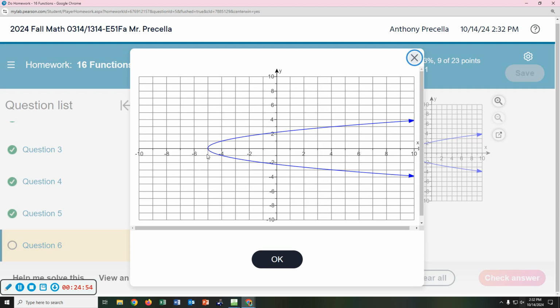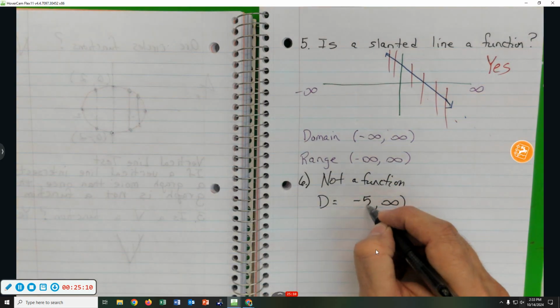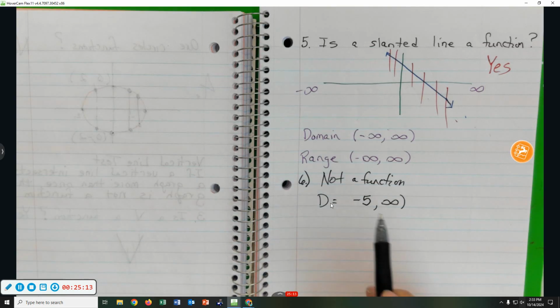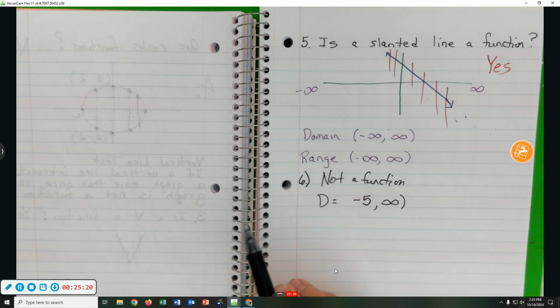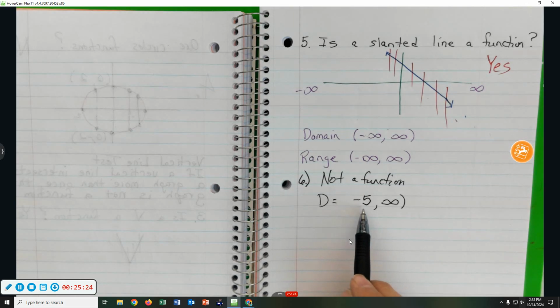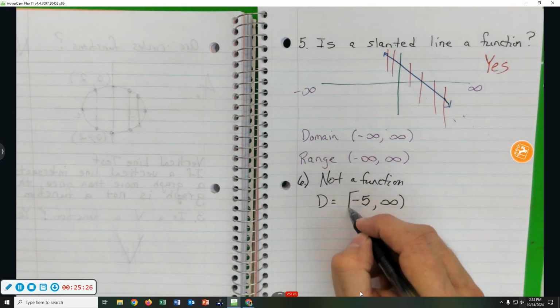Negative 5. And is negative 5 used as a point? I think I'm pointing at it right there. It's on the x-axis. Negative 5 is used as an x-coordinate. So, if you're writing your interval notation and you have a negative 5, what are we going to use in front of it, a parenthesis or a bracket? Remember, a parenthesis means the number is not used. A bracket means it is used. So a bracket at negative 5.